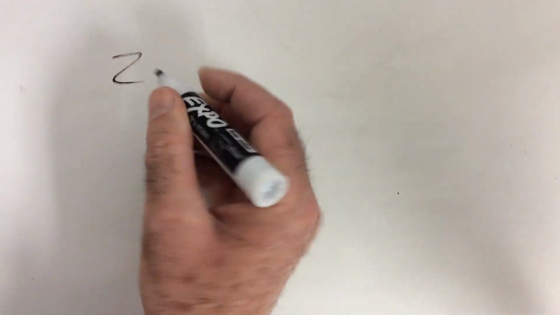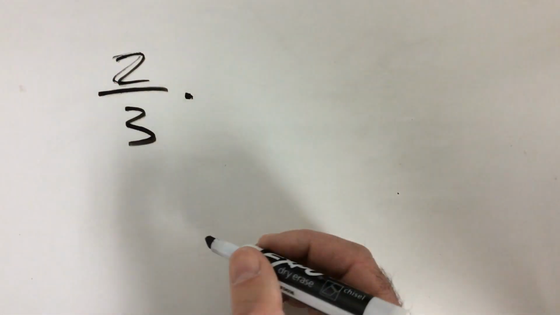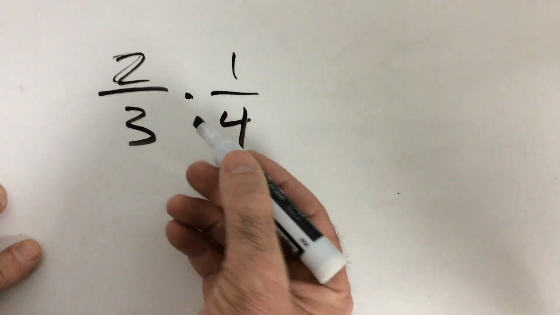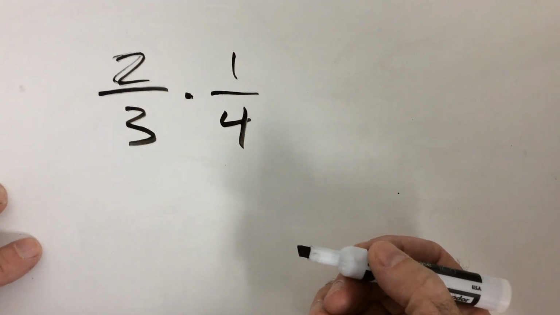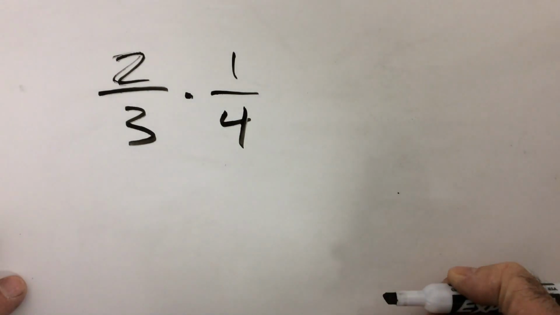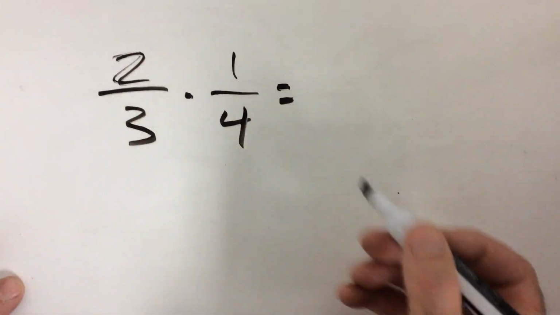2/3 by 1/4. This little dot here just represents multiplication. So 2/3 by 1/4, it's a lot simpler than adding and subtracting fractions because you don't have to find a common denominator. All you have to do is just multiply straight across.